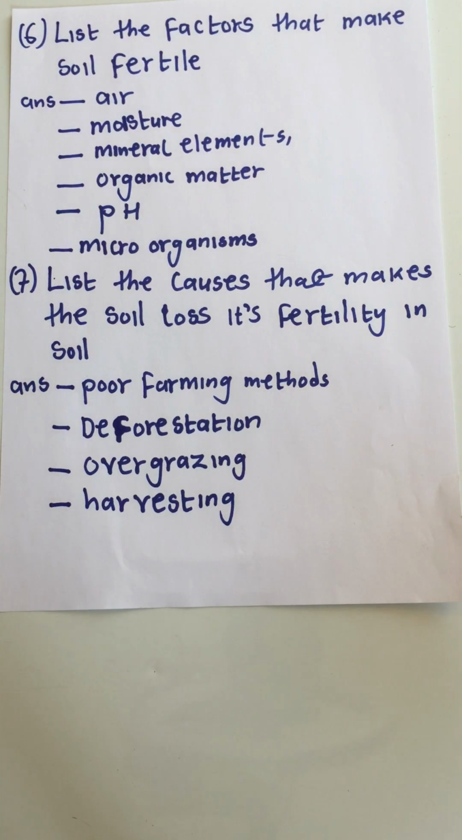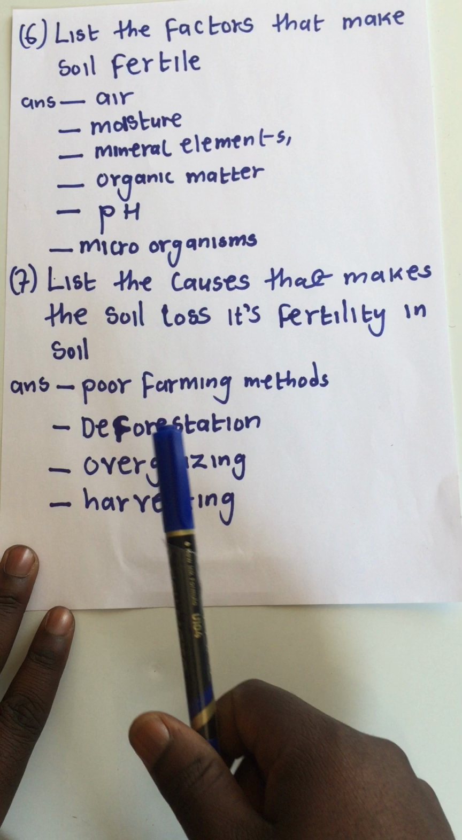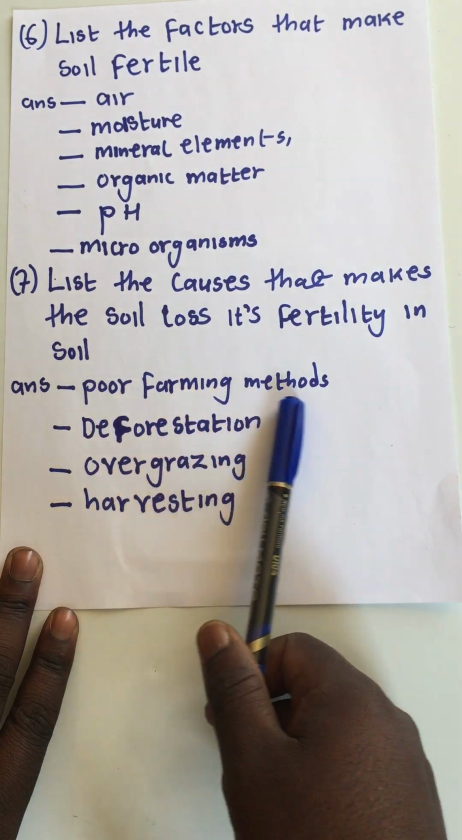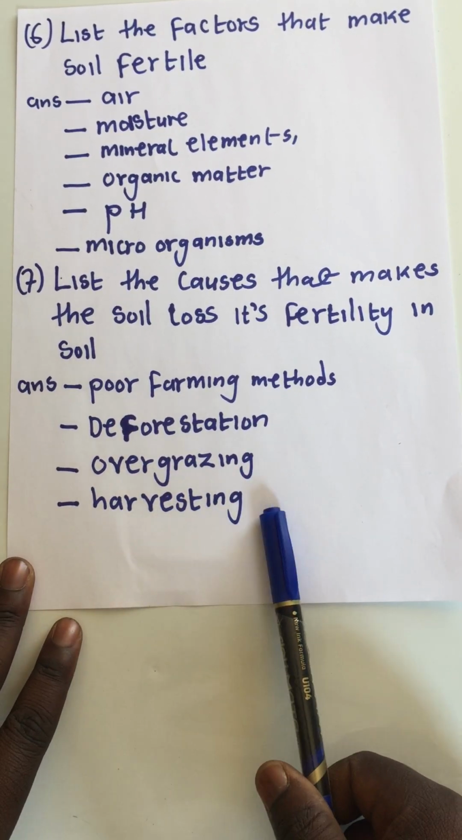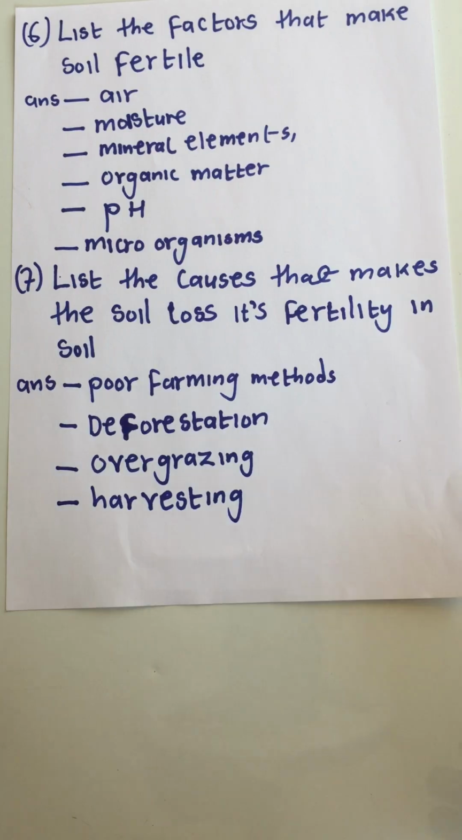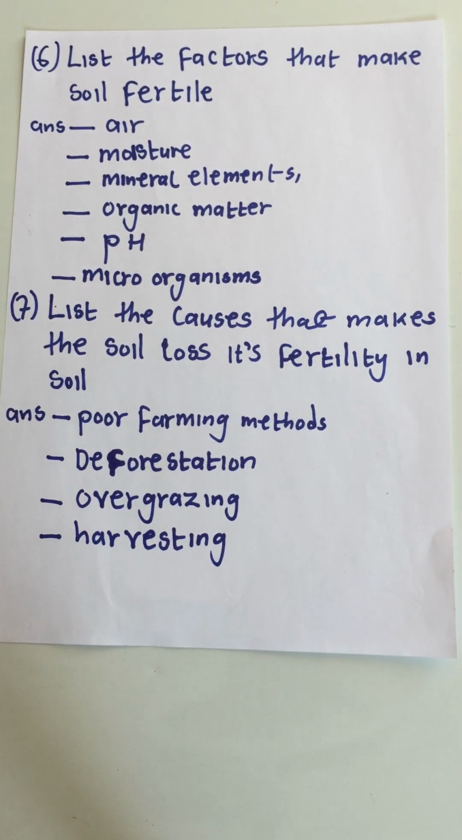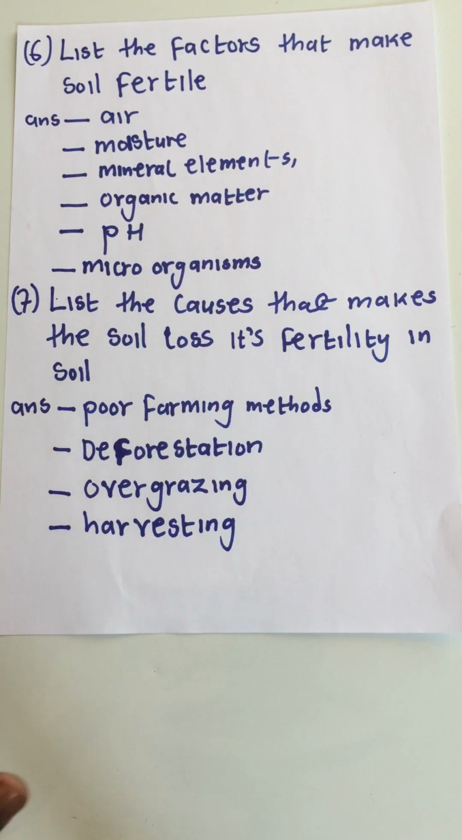Also, we have late harvesting. The time for planting, that is when you are harvesting. So also it causes the soil to lose its fertility. So these are the 4 causes of the soil to lose its nutrients: poor farming methods, deforestation, overgrazing, and late harvesting. What do I mean by late harvesting? The time for planting, that's when you are harvesting. So we are done with this.